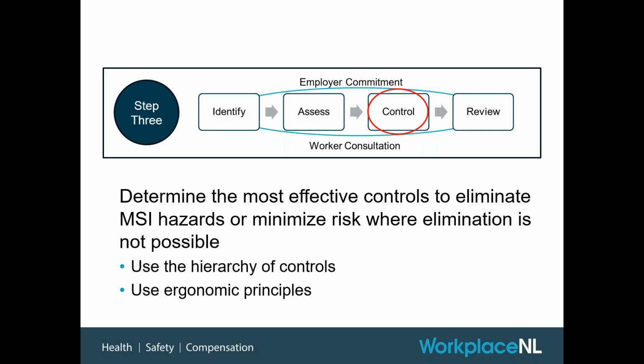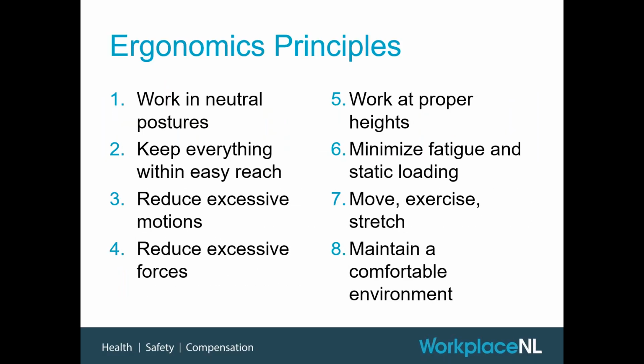Okay, so then we get to the control section, and it's the same as any other type of hazard in the workplace. We're going to use the hierarchy of controls, okay? So we're going to try to eliminate the hazard if we can, and where we can't, well then we want to be incorporating ergonomic principles when we're trying to identify suitable controls to minimize the risk as much as reasonably practicable. So here are some of the main ergonomics principles. You want to be making sure work can be done as much as possible in neutral postures, keeping things within easy reach for the worker so they're not having to overreach.